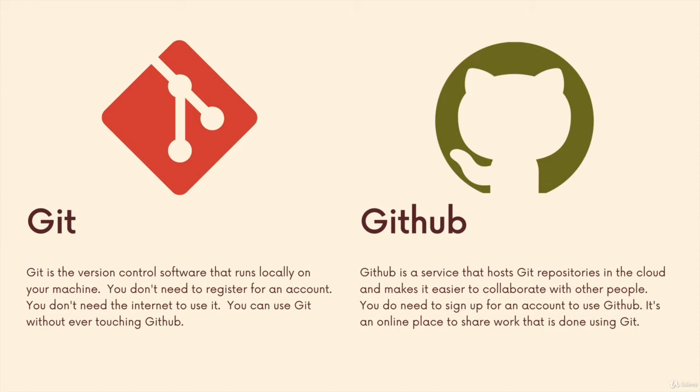It runs on somebody's machine. It runs on my laptop. It runs on your desktop or whatever. It runs on people's computers. It doesn't need internet. You don't need to register for an account. It's just something that you download if you don't have it yet, and then you use it on your machine. You could never have internet ever, and you can still use Git.